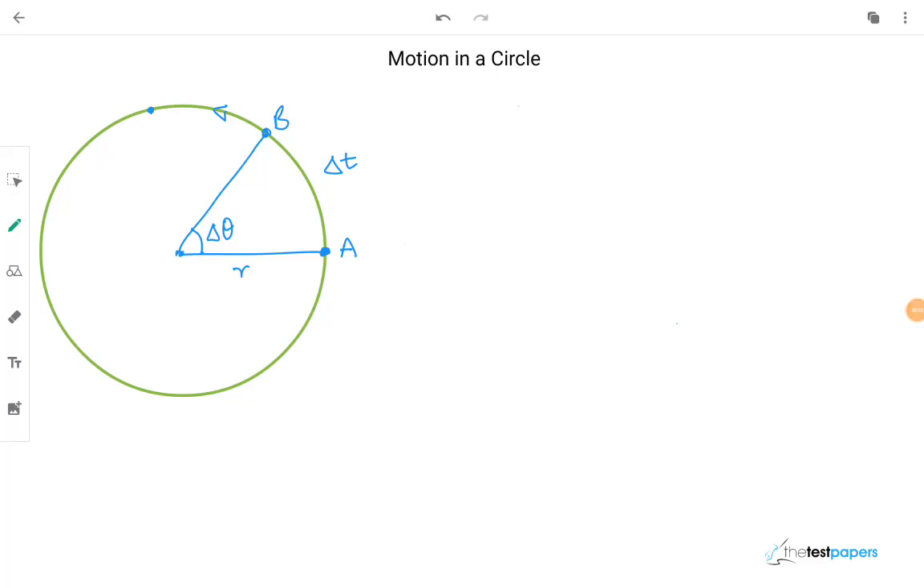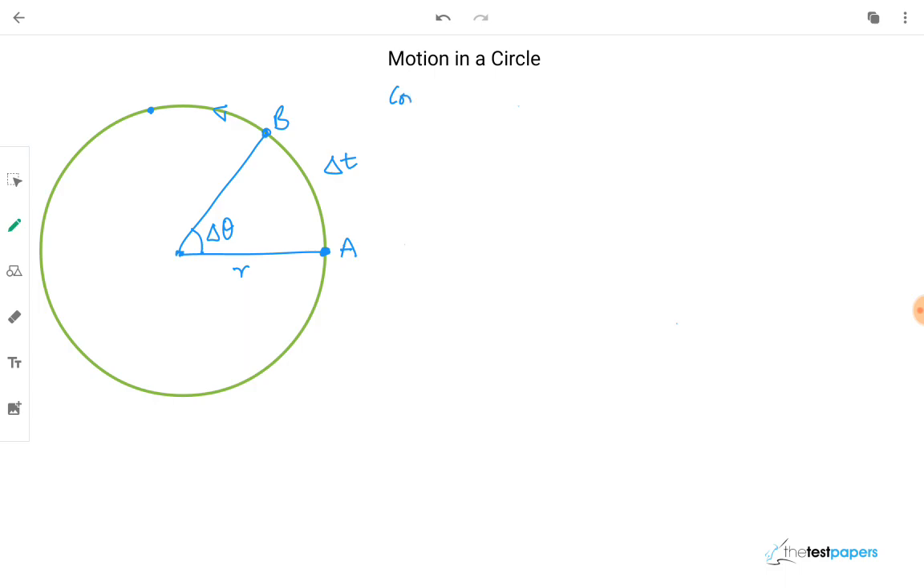In this video, we will learn two important definitions. One is angular displacement and the other is angular speed, and how angular speed is related to the linear speed. Let's assume that there's a particle here which is moving at a constant speed v around a circle.